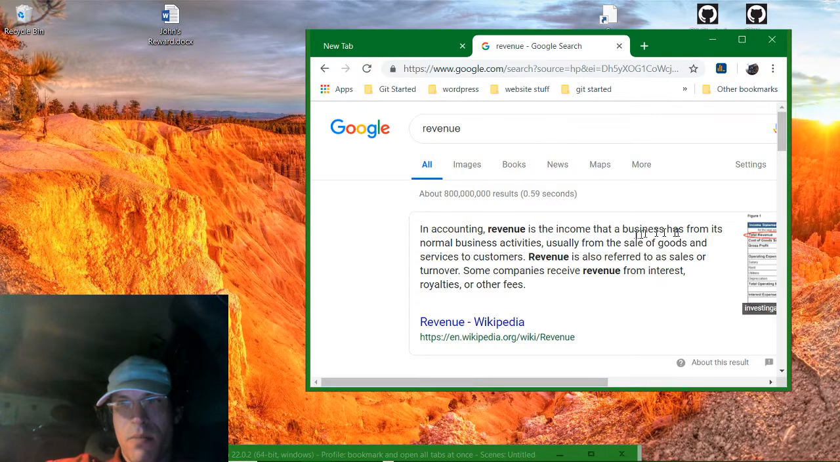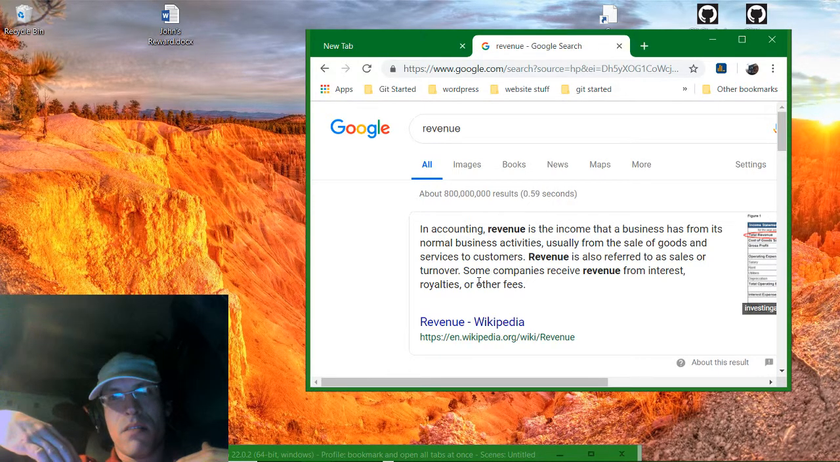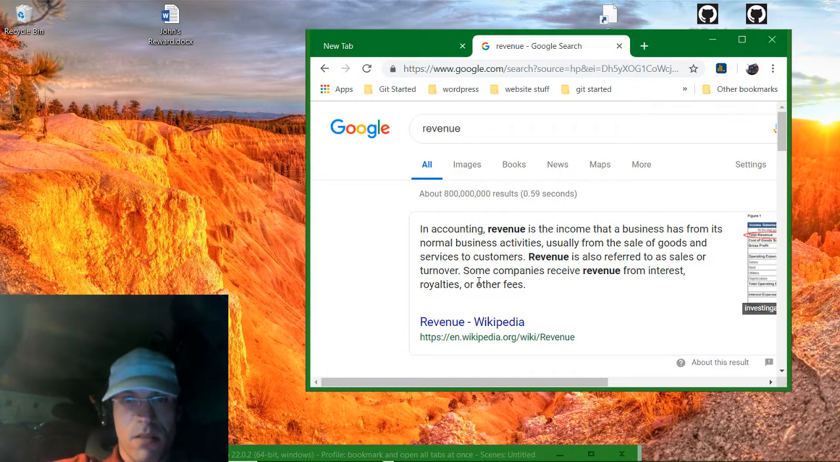Revenue is income that a business has from its normal business activities: sales of goods, royalties, interest, and other fees. So all revenue is the money that's coming into the company that's being recorded. And then there's expenditures, the money it costs the company to be in business, that's going out of the company. And then there's company profit. That's how much the company itself is actually taking in.